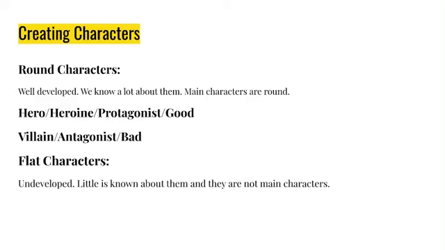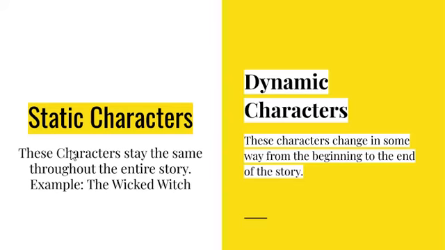All right, let's go to the next two types of characters that we have in a story. We have static characters and dynamic characters. Static characters stay the same throughout the entire story. An example of a static character would be the Wicked Witch from The Wizard of Oz. She started out wicked and she ended wicked. She never changed throughout the entire story.